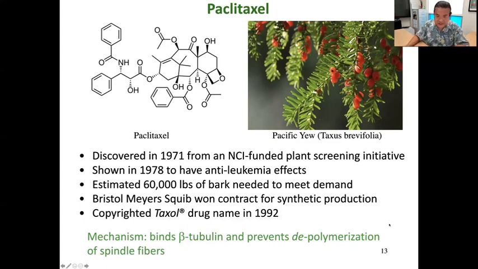So from one of these screens, they isolated this particular compound, paclitaxel, from the bark of this particular tree. This is the Pacific yew tree, Taxus brevifolia, right? So that's where the name Taxol comes from for this drug. And again, a remarkable structure, right? This is something that no person would have intentionally made unless you had a reason to make it, right? But Mother Nature in this particular tree was making this. It was discovered in 1971 from this big NCI-funded plant screening initiative, and it was shown in 1978 to have anti-leukemia effects, right?